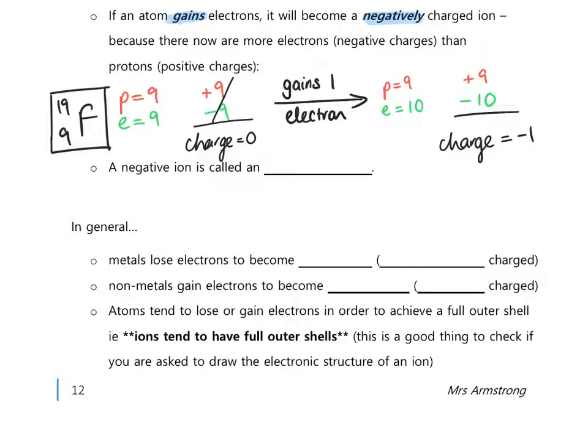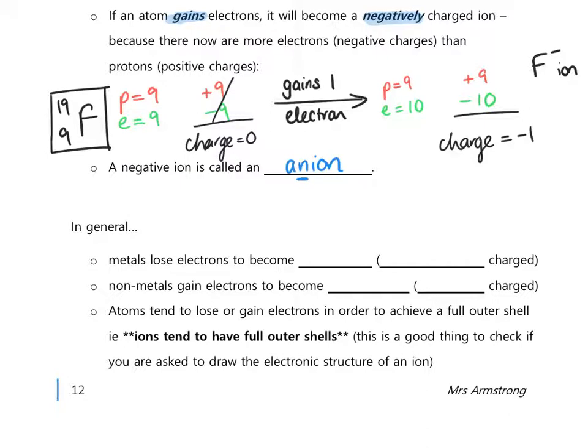It's become negatively charged. And when we're writing the formula of this ion, it's the F minus ion. Again, if it's a charge of minus 1 or plus 1, we don't include the 1 in the formula, but we do include it in the charge. And generally a negative ion is what we call an anion. To help you remember this, I would think of that N as standing for negative. So a negative ion is an anion.